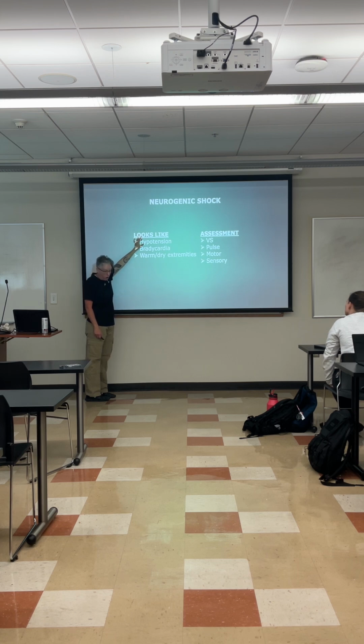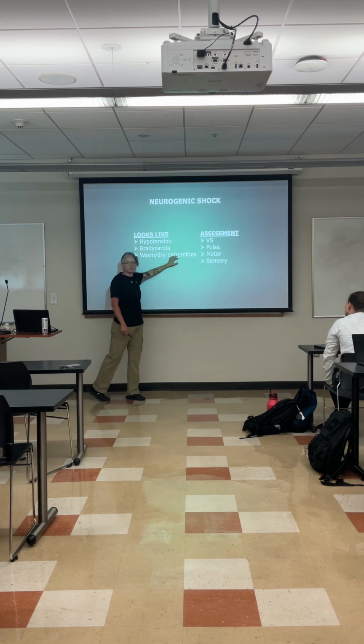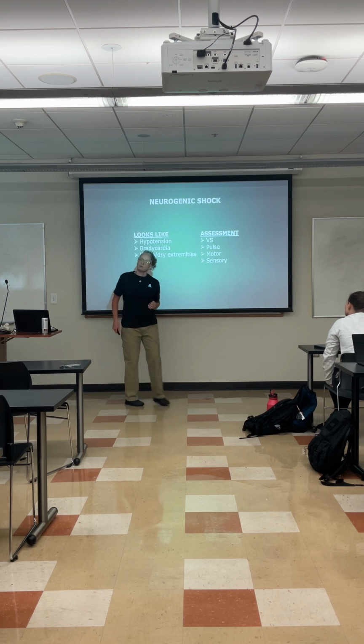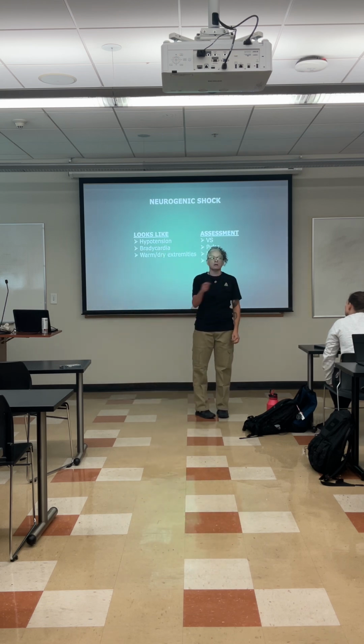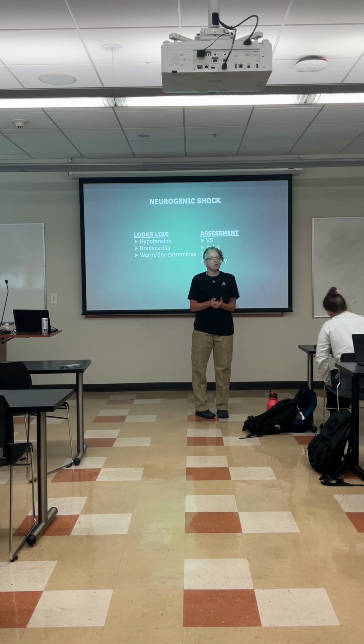Neurogenic shock. This is key. Bradycardia, warm, dry extremities. You might have temperature differences. Might be warm up here, cold down here. Are any of the other shocks like that? No. Pale, cool, clammy skin, tachycardia, tachypnea. They might have hypotension, right? Did I say bradycardia? No, I didn't.